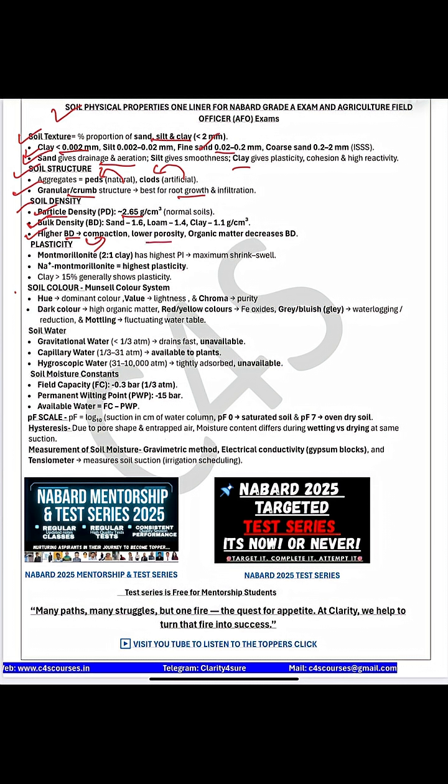So high bulk density indicates compaction and low porosity, and addition of organic matter is going to increase that porosity. That means the bulk density is going to reduce, and low bulk density is what is desirable in agriculture. Next is plasticity.